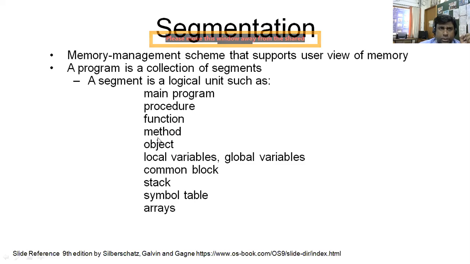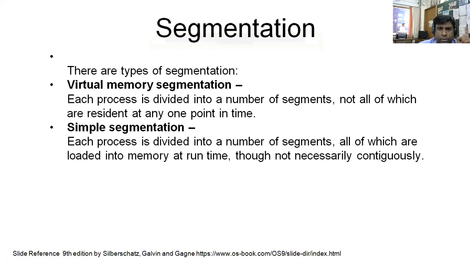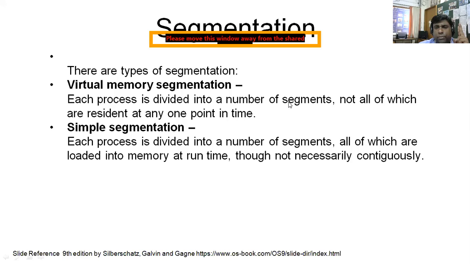वेरिएबल साइज के होते हैं एज कंपेयर टू फिक्स साइज। Segmentation, so there are two types of segmentation. One is the virtual memory segmentation and another is the simple segmentation. Virtual memory segmentation, that means each process is divided into number of segments, not all of which are resident at any one point in time.